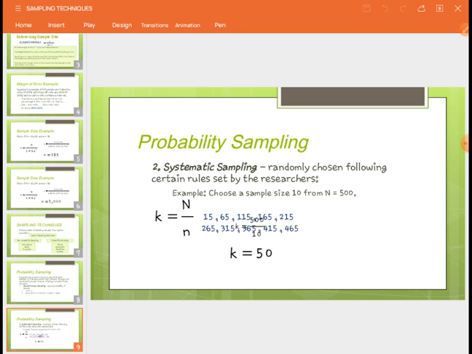Next is systematic sampling. In this one, it is randomly chosen following certain rules set by the researchers. Example, choose a sample size 10 from N, which is 500. Ay, medyo nagulo yung PowerPoint. Pero di ba yung N is the population over yung maliit na n or yung sample? So, i-divide mo lang yun, 500 over n na 10, that is equals to 50. Ibig sabihin, kung mag-uumpisa ka ng 15 plus 50, that is 65, plus 50 na interval ulit, 115, plus 50, 165, plus another 50, 215, plus another 50, 265, plus another 50, 315, plus another 50, 365, plus another 50, 415, and the last is 465. Ganun siya. Pero idea lang yan. Pwede ka naman mag-umpisa ng 1, sunod 51, ganyan. Basta ikaw kasi yung magsiset ng rules, yung researcher. Diba? Meron siyang interval.